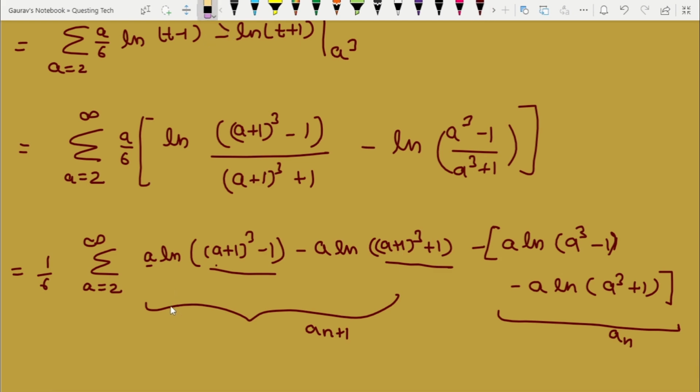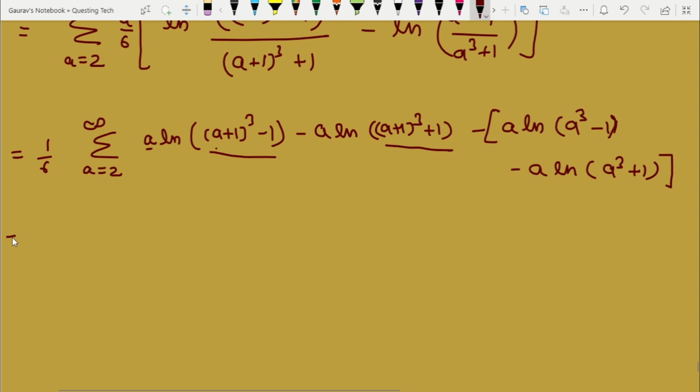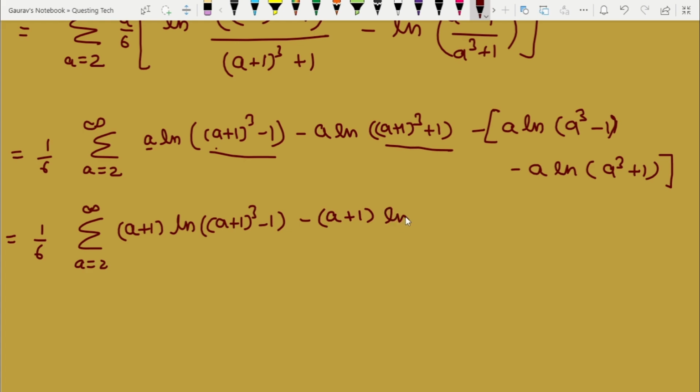So what we have here, the sum up to infinity of 1 over 6: if we have here a plus 1 ln a plus 1 cube minus 1, minus of a plus 1 ln a plus 1 cube minus 1, and in minus what we have, minus of a ln a cube minus 1 minus of a ln a cube plus 1.